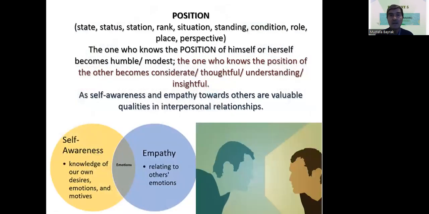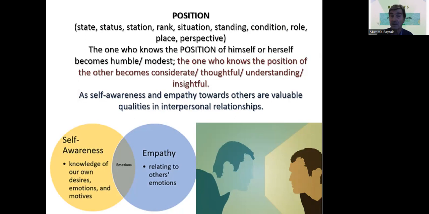Okay. Now, position. What does position mean? If you look it up in the dictionary, it says that position means state, status, station, rank, situation, standing, condition, role, place, perspective. The one who knows the position of himself or herself becomes humble, modest. The one who knows the position of the other becomes considerate, thoughtful, understanding, insightful. Self-awareness and empathy towards others are valuable qualities in interpersonal relationships.